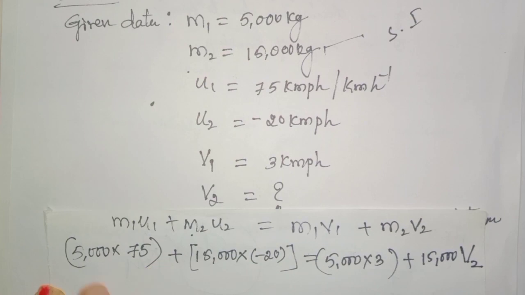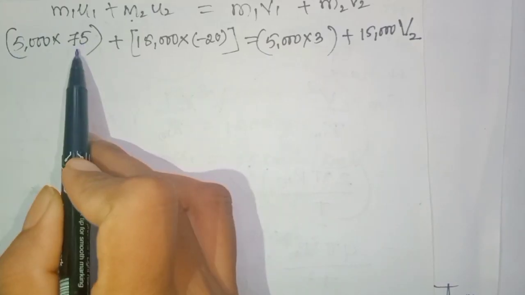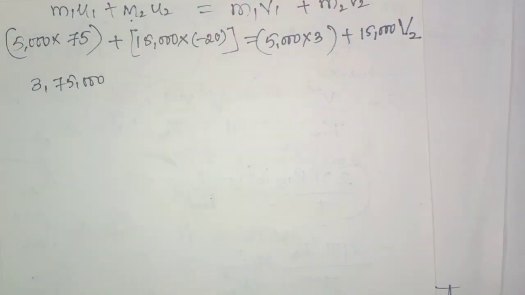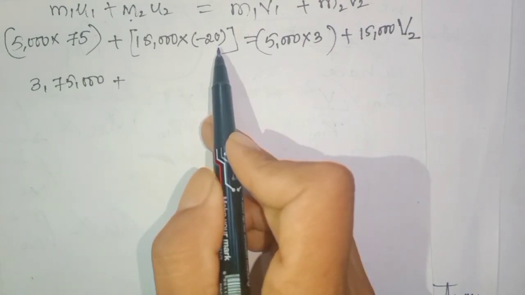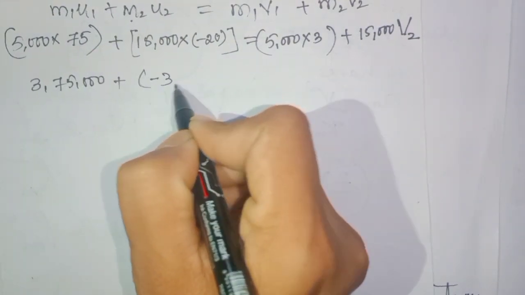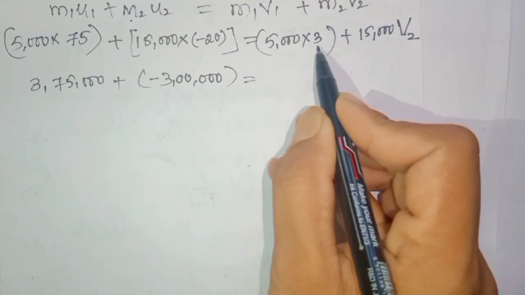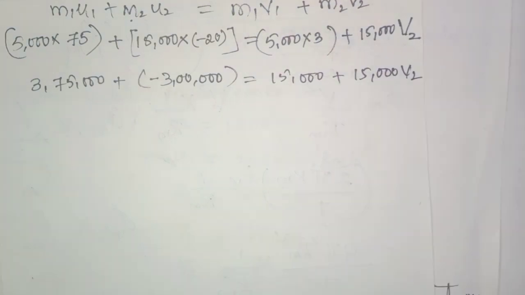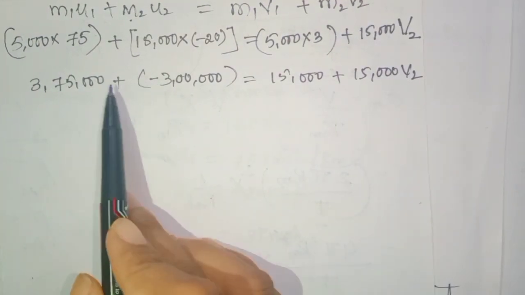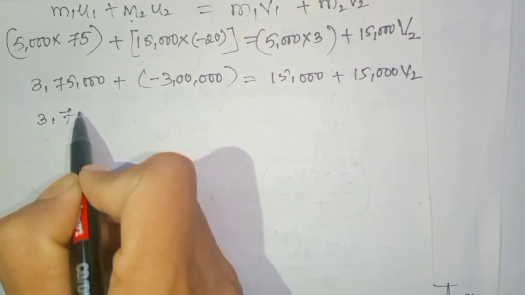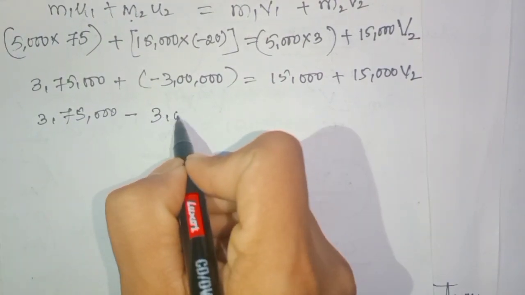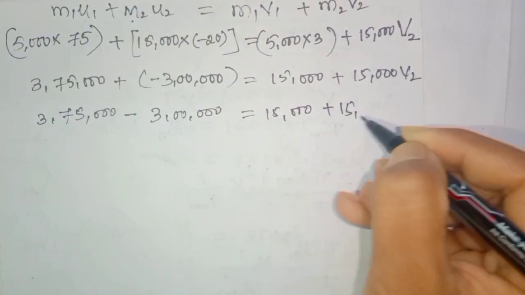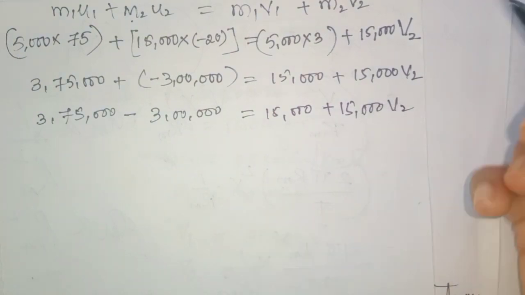Okay, now we will multiply all these terms with a proper sign. 5000 into 75 is 3,75,000 we will get after the multiplication. 3,75,000 plus 15,000 into 20 we will get minus 3 lakh is equal to 5,000 into 3 is 15,000, which we have written, plus 15,000 v2. So now we will multiply the signs and solve the step properly. Let's see what happens. 3,75,000 plus into minus is minus 3 lakh, which is equal to 15,000 plus 15,000 v2. So to make you understand clearly, I am solving each and every operation step by step.